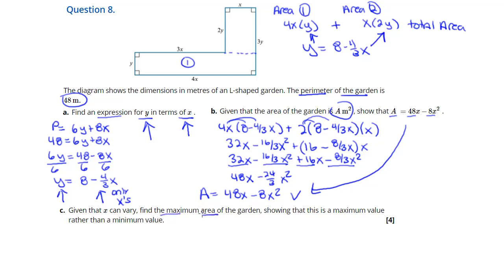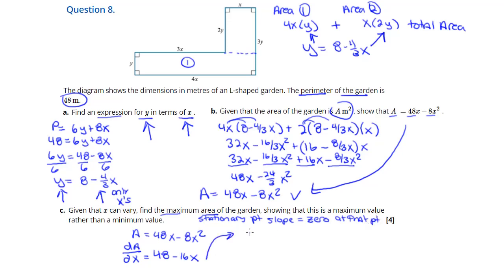Now, the last part says that I've got to find the maximum area. That tells me I'm looking for a stationary point, and I've got to show that it's a maximum. So if I write the formula for area with only x's, and then I find the derivative of that, I'm going to get 48 minus 16x. And then they want me to set the slope equal to 0 because that's where the stationary points are.